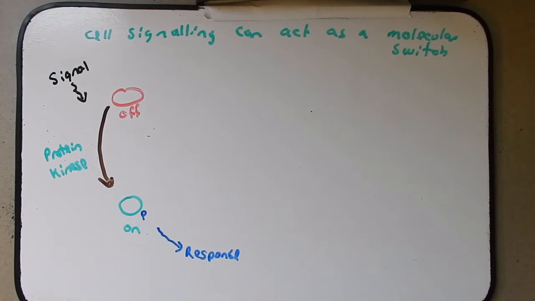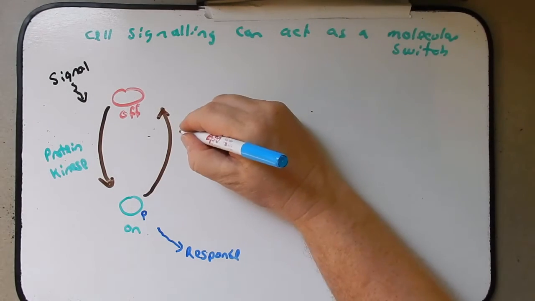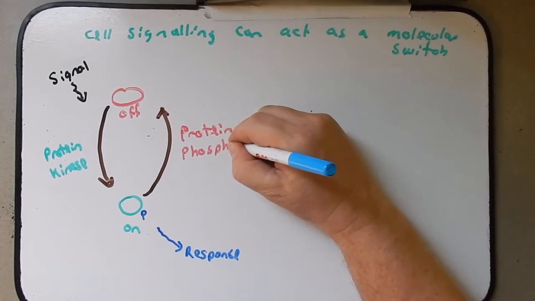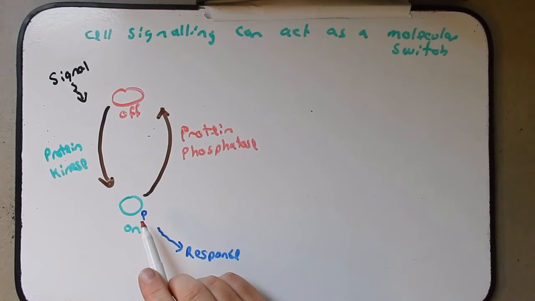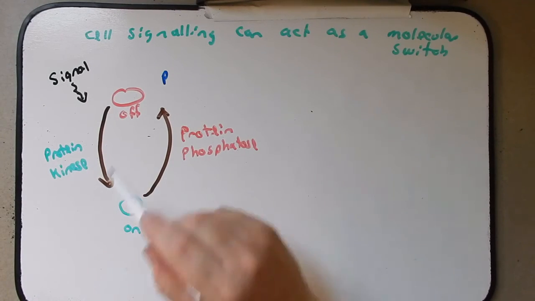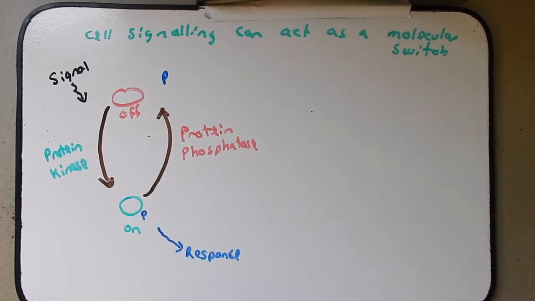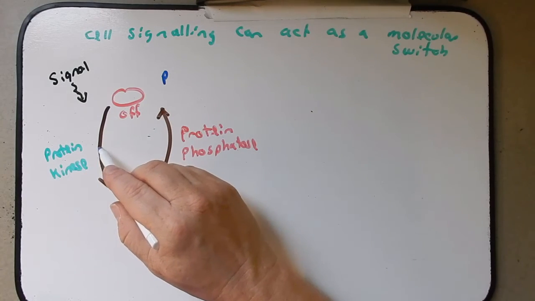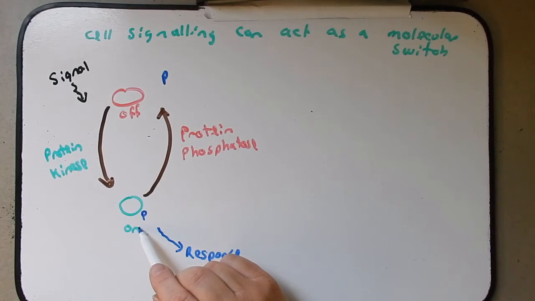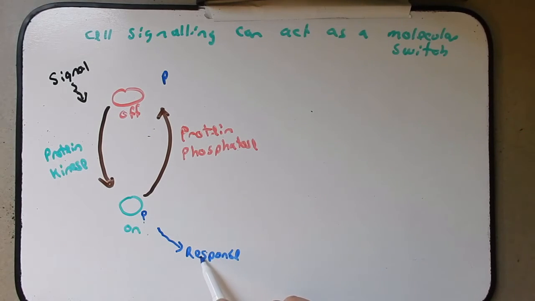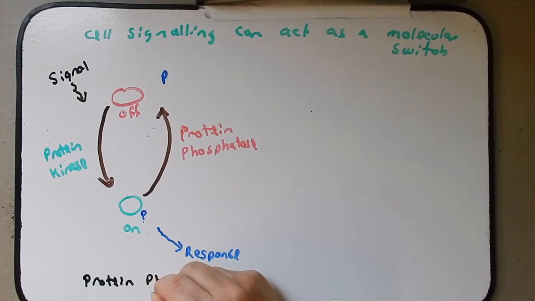But if we want to turn off that response, then a protein phosphatase will remove that phosphate group from the protein and turns it off. Signal comes in, activates kinase, puts a phosphate group on the target protein, to get a response. We turn it off by removing the phosphate using a protein phosphatase. So to remind you, this was a protein phosphorylation example.